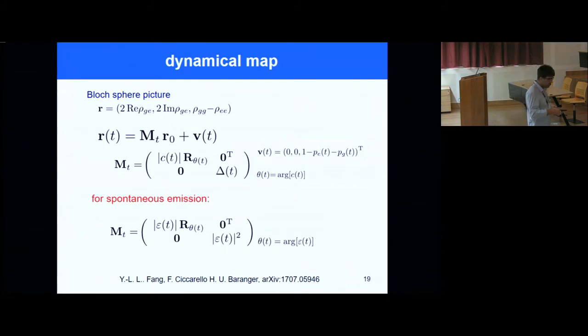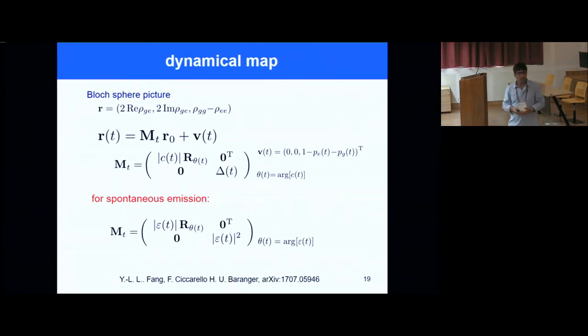Apart from the displacement, the Bloch vector is first rotated around the z axis, okay? And at the same time, its xy and z components are contracted by factors of the square modulus of c and delta, and the modulus of delta respectively, okay? So the contraction for the xy and z components are different. This means that in general, the initial Bloch sphere is turned into an ellipsoid.